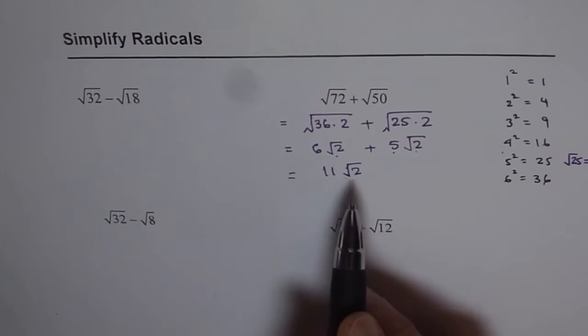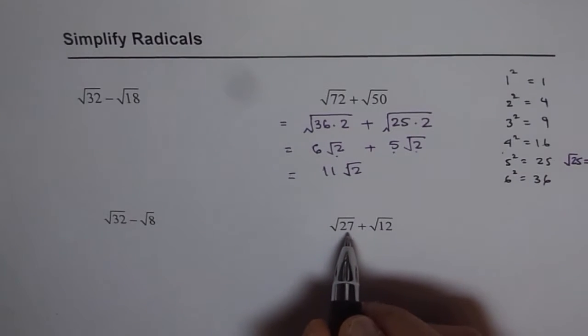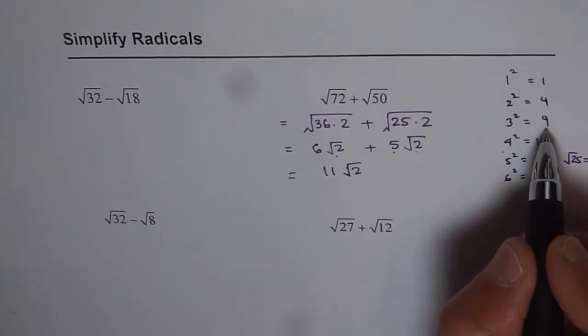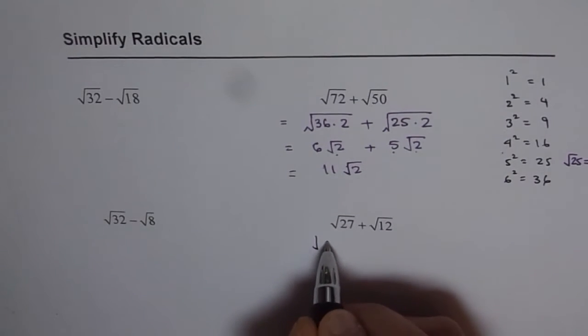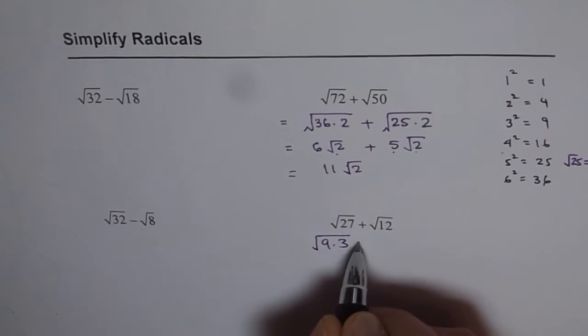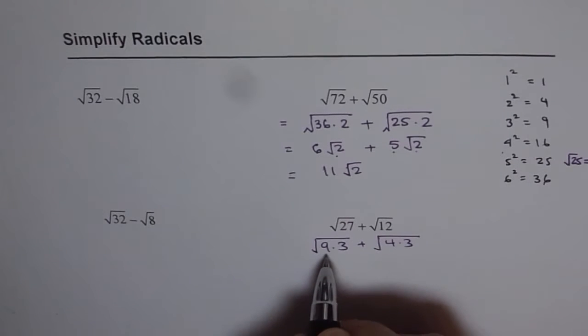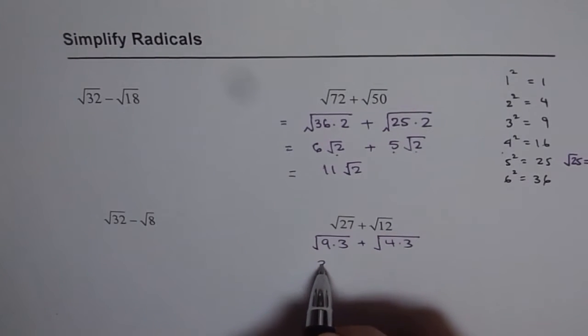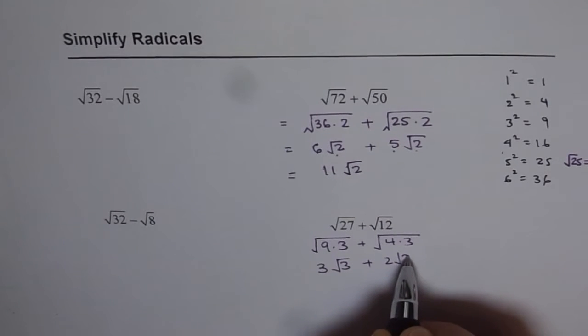Now let me do the same operation for these two. 27 can be written as 9 times 3. Why did I select 9? 9 is a perfect square. Do you see that? So I can write 27 as 9 times 3, and similarly I can write 12 as 4 times 3, right? Now since square root of 9 is 3, I can write this as 3 square root 3 plus 2 square root 3, right?